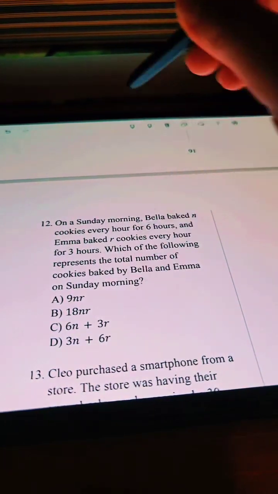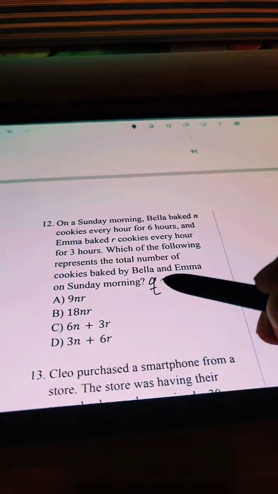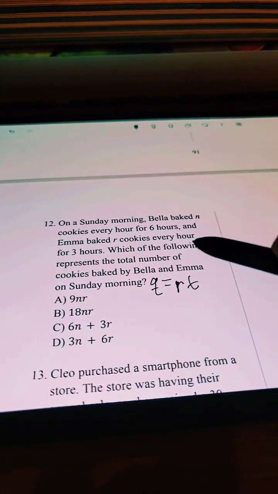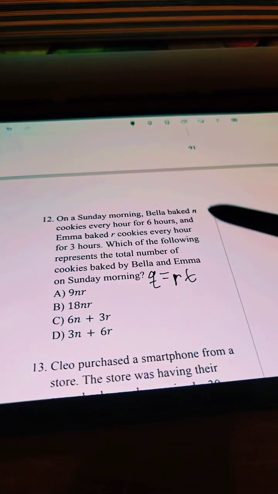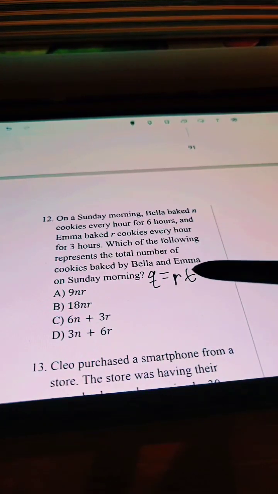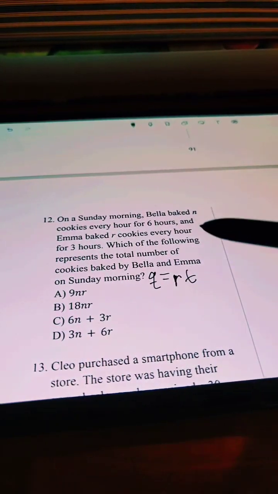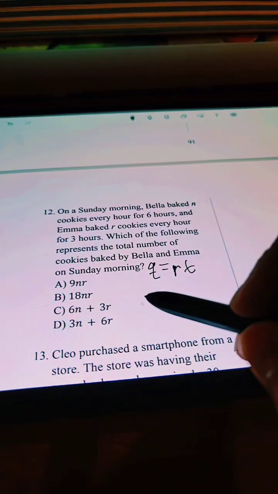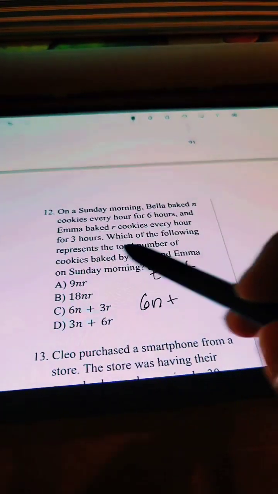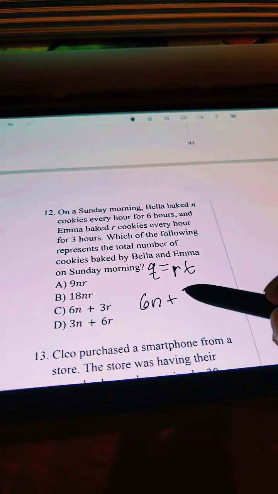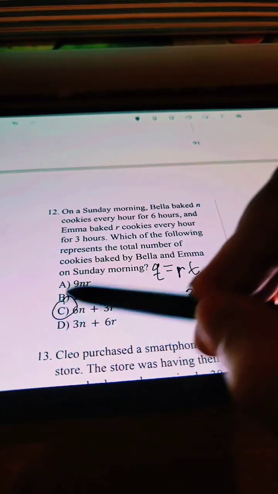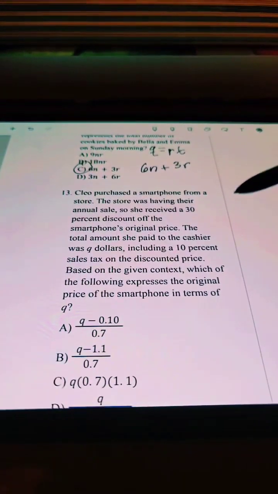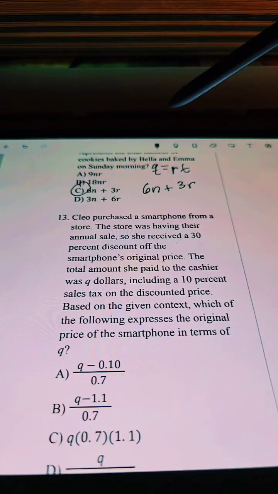So this is kind of like that quantity one too. You could just think common sense wise, but if you want to think in terms of that formula, it's quantity equals rate times time, where N would be your rate and the time would be 6 hours, and that gives you the number of cookies. So Bella's number of cookies would be N times 6, so 6N. And then Emma's cookies would be R times 3, so 3R. So then that's just going to be C. Yes, C, correct. And now let's go to number 13.